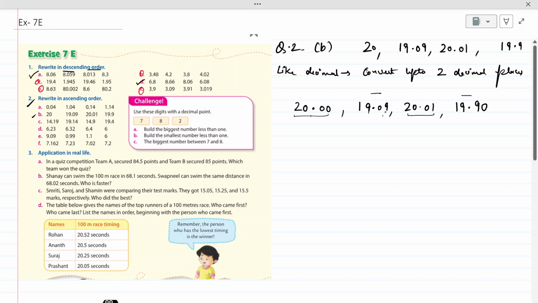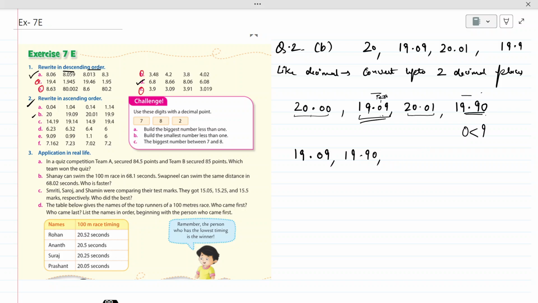So 19.09 and 19.90. Here at the whole part we have 19, that is same. So we will move to the 10th part. In this number at the 10th place we have 0 and here we have 9, and we know that 0 is smaller than 9. Okay, so that means this is the smallest number, 19.09, and the next number is 19.90. These two numbers are done, kids.